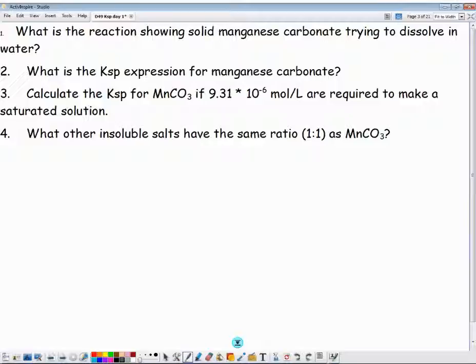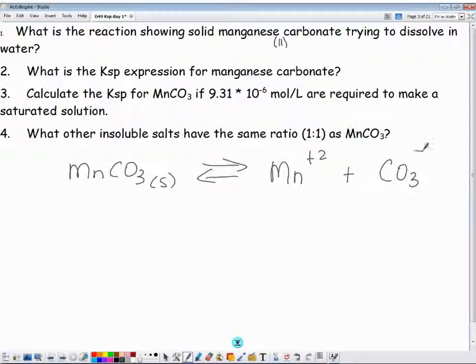All right, this problem says, what is the reaction showing solid manganese(II) carbonate trying to dissolve in water? And remember, I'm missing that Roman numeral 2, so please make sure you put that Roman numeral 2 right in there. Okay? So what does this look like? Well, solid on the left, its ions on the right. Let's do it. On your piece of paper, question number 1, solid on the left, ions on the right. So its ions are Mn plus 2 and CO3 minus 2.